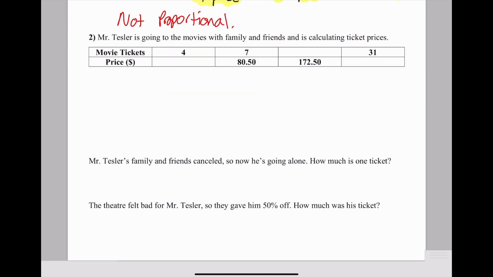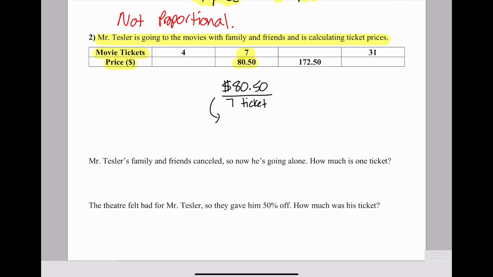So we have Mr. Tesler is going to the movies with family and friends and is calculating ticket prices. So we have the movie tickets and we have the price paid. The given information is 7 movie tickets for $80.50. So we're going to start by just creating that rate. So we have $80.50, and that's going to be for 7 tickets.